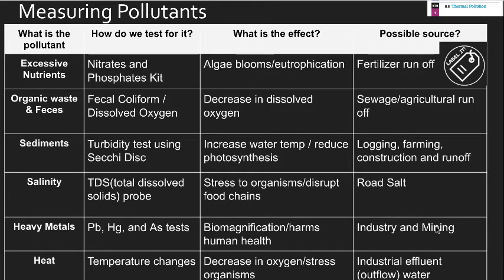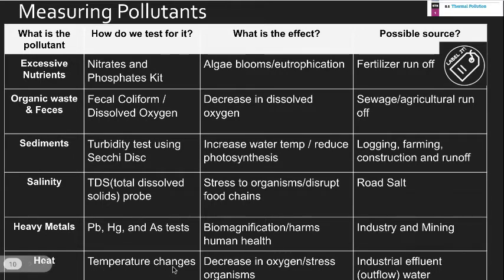Heavy metal contamination. Lead, mercury, and arsenic are the three that we talk about most often. There are other ones, and we can test for those metals directly. Biomagnification is one issue we'll get into in a moment, and impact on human health, which we've already discussed in terms of the POPs and other impacts on human development. And then industries and mining, industrial sources of mining tend to be that.